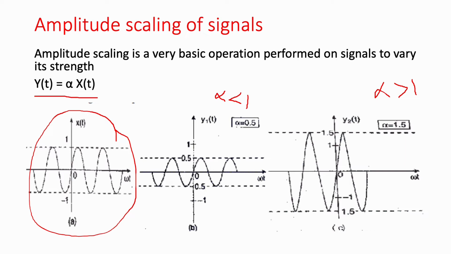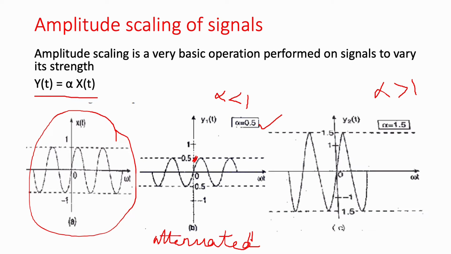Now, you look at it. If alpha is taken as 0.5, what will happen? The original amplitude gets reduced exactly half. You look at the amplitude is 0.5. So if you compare x of t and y of t, this is called attenuated signal. Its meaning is attenuated. This is attenuated signal.